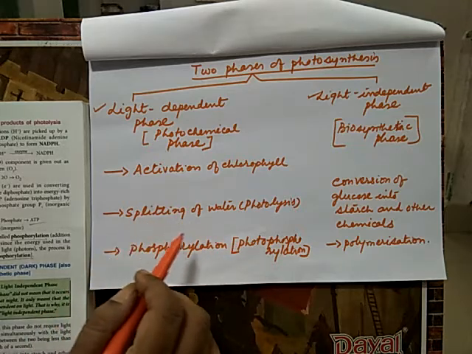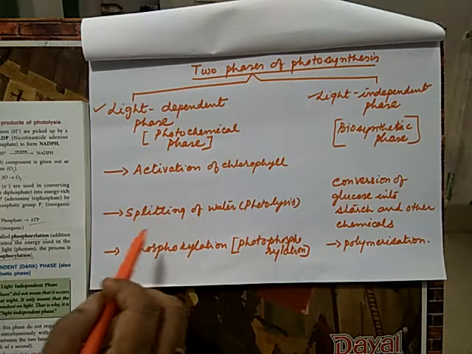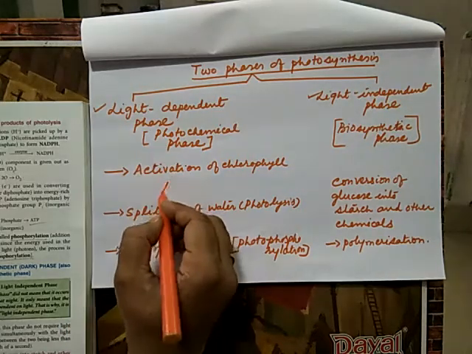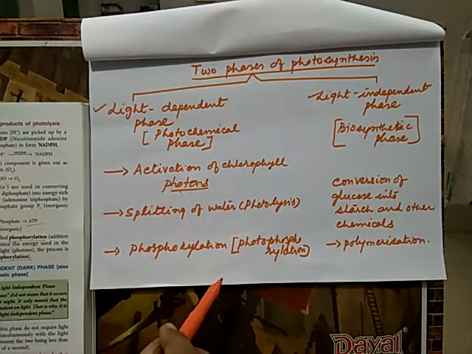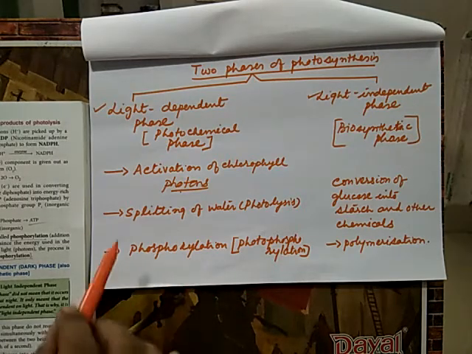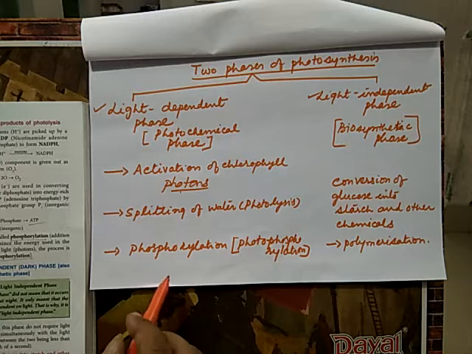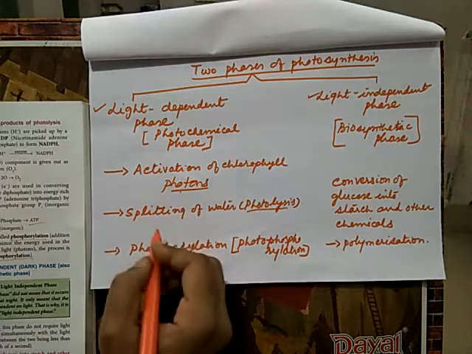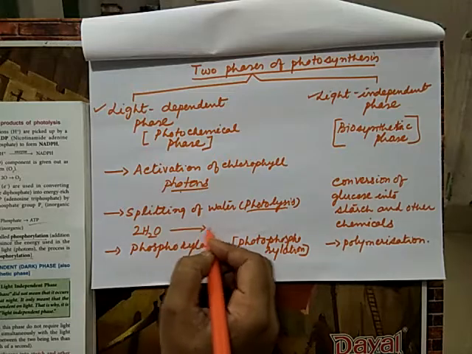Number one, activation of the chlorophyll. Chlorophyll on exposure to sunlight is activated by absorbing photons, the small units of light energy. After activation of the chlorophyll, it is ready for the splitting of water molecules, and the splitting of water molecules into hydrogen ions and oxygen in the presence of light in the grana is known as photolysis.